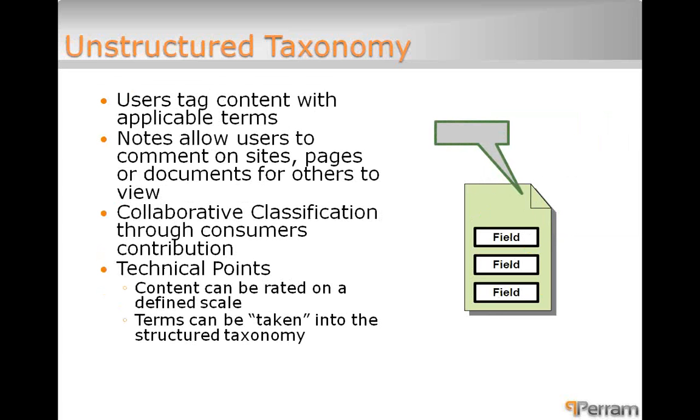From an unstructured perspective, I have a document that doesn't follow the term store, and I can add my own tags, and I can rate it if I want to, give it some stars. I can add some terms on my own, and I can comment on it. This is what we call unstructured taxonomy. It basically allows you to add more information against a document if you want to.